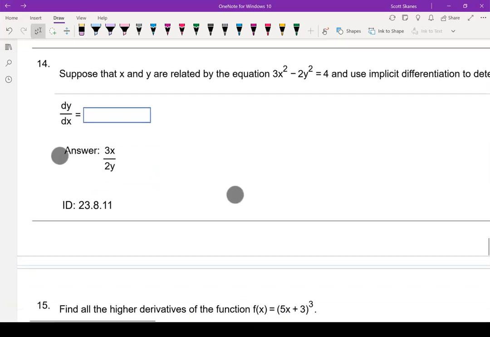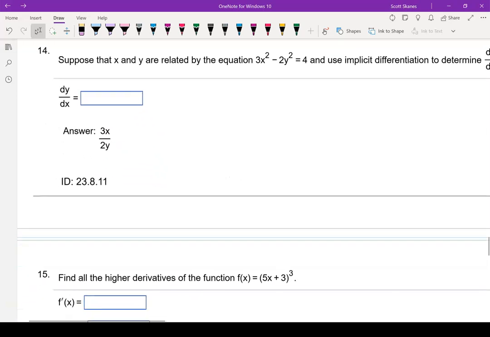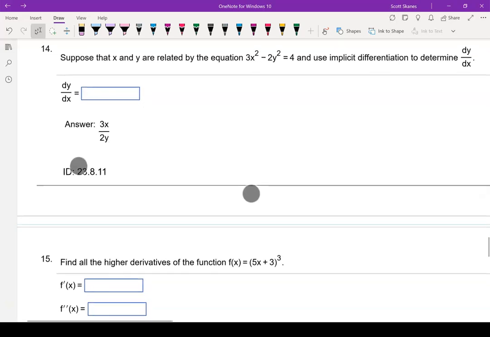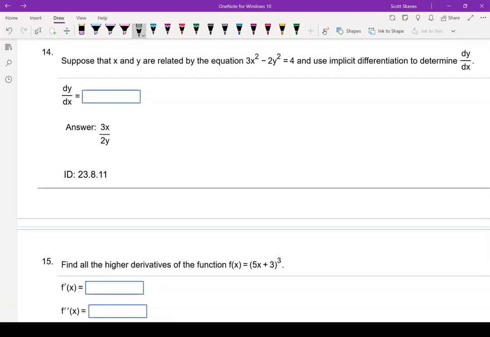So question 14. Remember there's only 17 questions, so there's 4, 5, 6, and 7 left, 4 questions. Let's see what number 14 has in store. Suppose that x and y are related by the equation. This is definitely an implicit situation because y is mixed in. The y is the big issue here. It's kind of in the middle of the expression. It wants us to determine dy by dx, which I'm going to relabel as y prime because it means the same thing. The change in y with respect to a change in x is our derivative y prime.